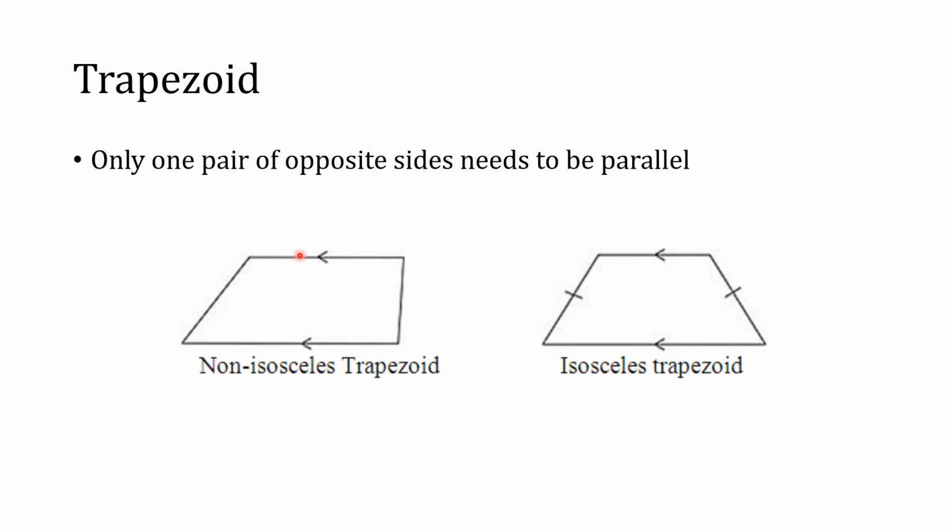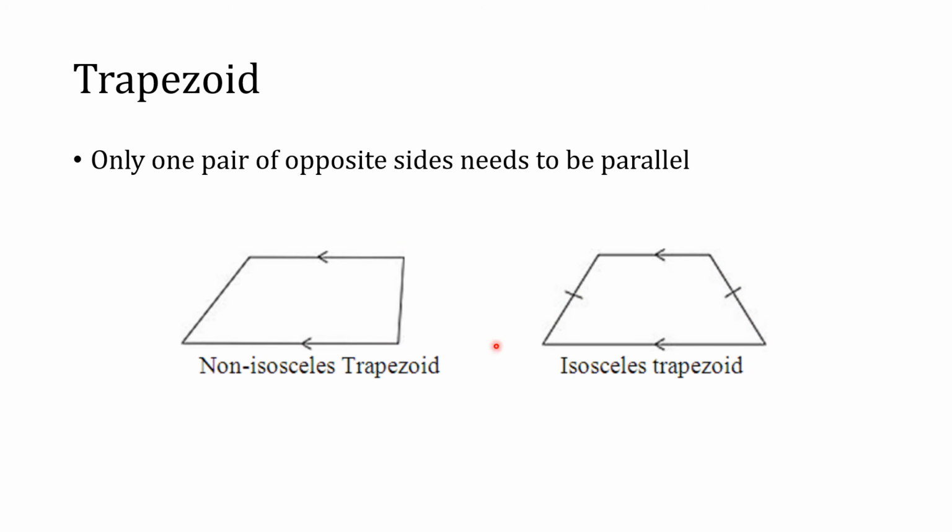In this case, we can see the top side and the bottom side are parallel to each other, but the left and right are not. And they've indicated that by not drawing any arrows through them. And then this one over here, again, the top side and the bottom side are parallel to each other, but the left side and the right side are not parallel to each other.